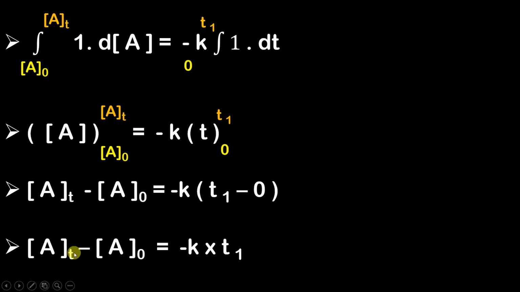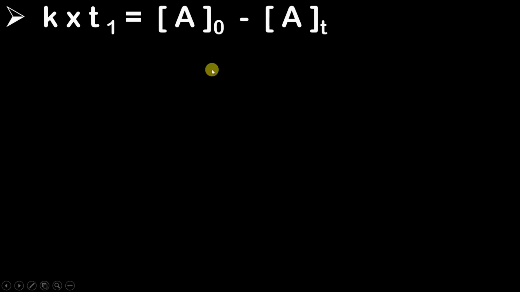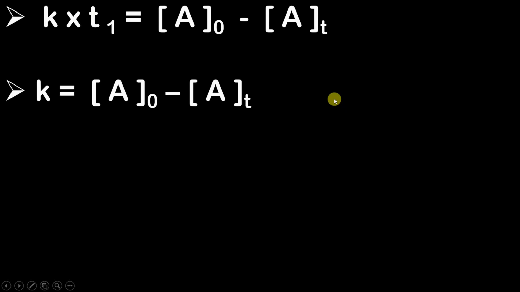Now again, let us multiply this whole equation by minus 1. So when you multiply this whole equation by minus 1, this is what we get. And let us now shift this t1 to the right hand side. So shifting this t1 to the right hand side, this is the final equation that we get. And this is called your integrated rate law for the zero order reactions. Now, I hope you have understood the integrated rate law. Now let us move on.